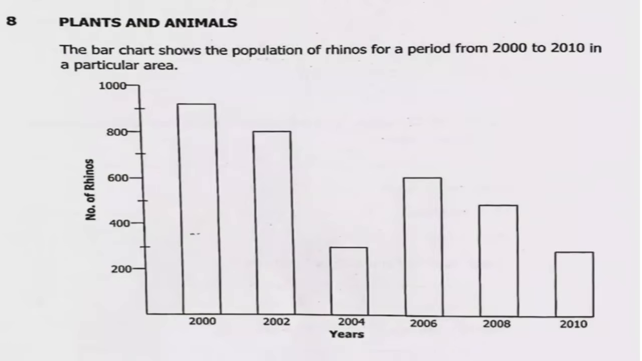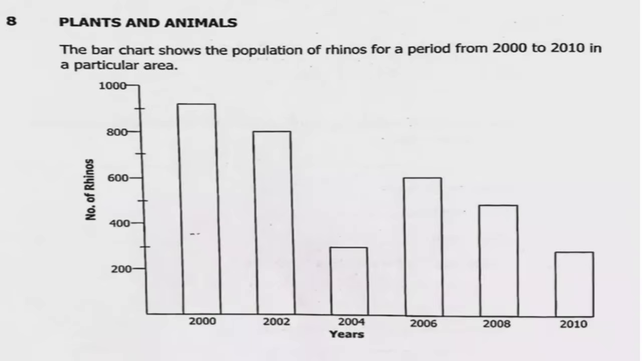We come to question 8. Question 8 is as follows. The question is coming from the topic of plants and animals. The bar chart shows the population of rhinos for a period of 2000 to 2010 in a particular area. Now we can take time and study the diagram before we go to the questions.